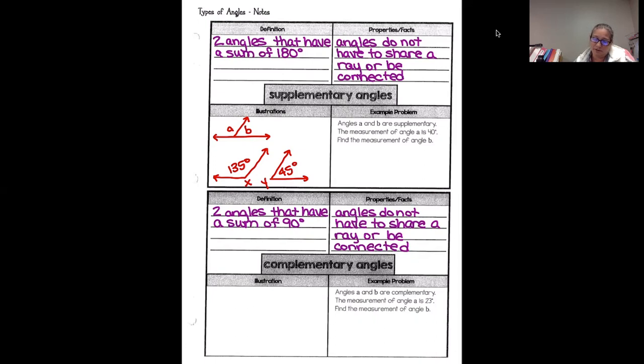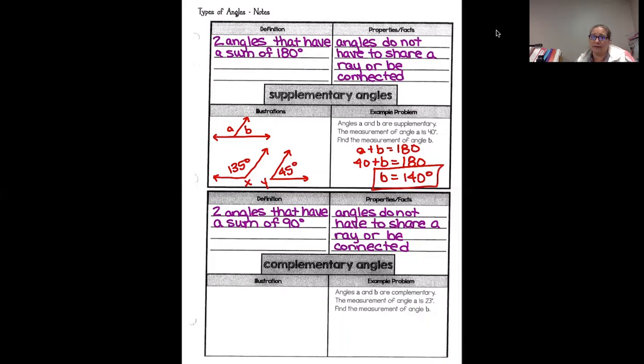So let's look at this example. Angles A and B are supplementary. The measure of angle A is 40. Find the measurement of angle B. So A plus B is 180 degrees because they are supplementary. And A is 40 degrees. And 180 minus 40 means B is 140 degrees. Do not forget your degree symbol when you are finding angles.